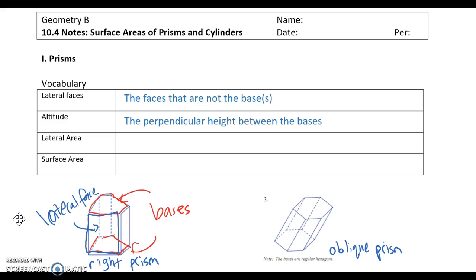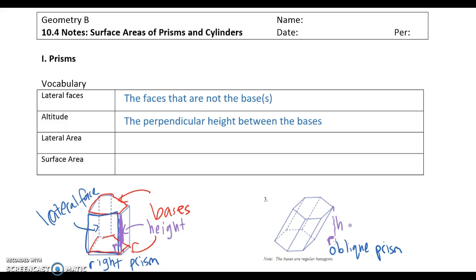So in a right prism, the bases are going to be perpendicular to your lateral face. So then this edge that connects the two bases, that distance is what we call the height. So you'll see that right angle again, super important. With your oblique prism, then our height's going to be outside, right, somewhere out here. This will be your height.